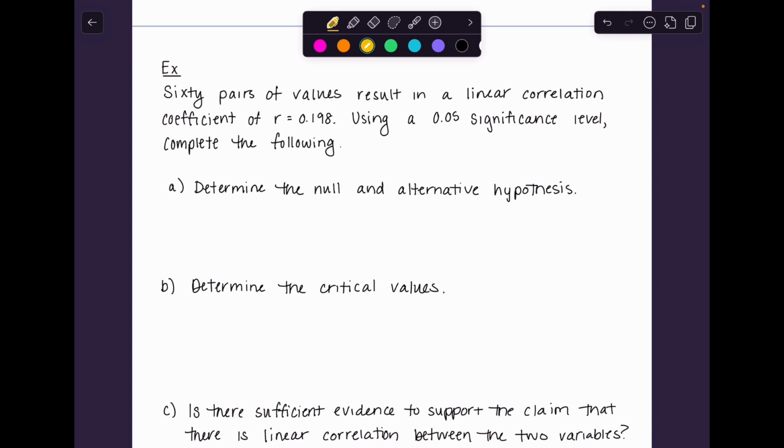The first is we're going to determine the null and alternative hypothesis. So you're going to have the same one in our case every single time. Either the true correlation coefficient is 0 or it is not. Okay. So the null hypothesis is going to be the correlation coefficient is 0, so there is no correlation.